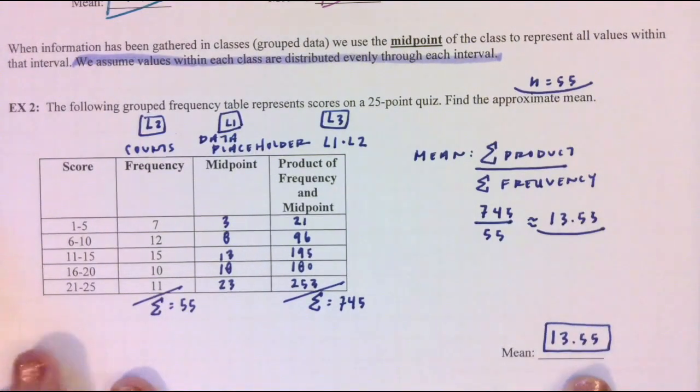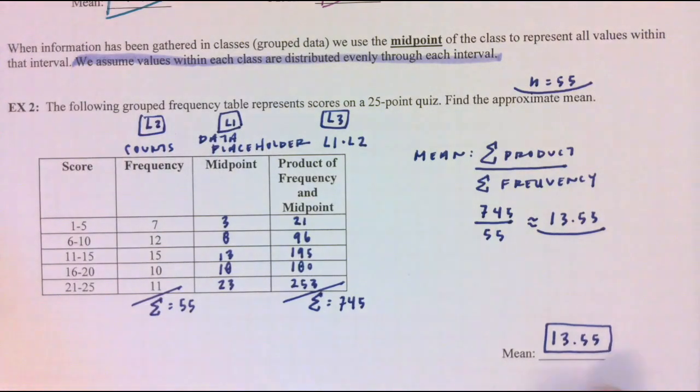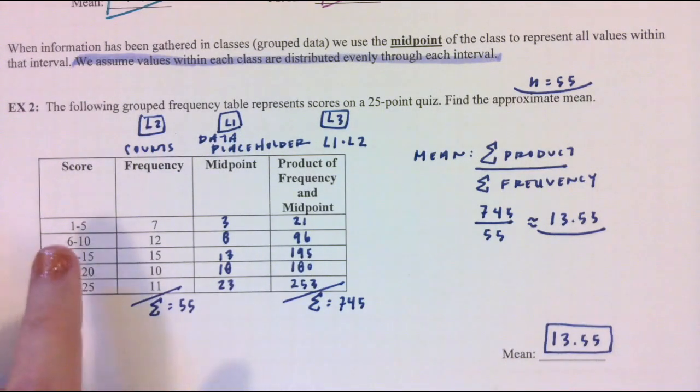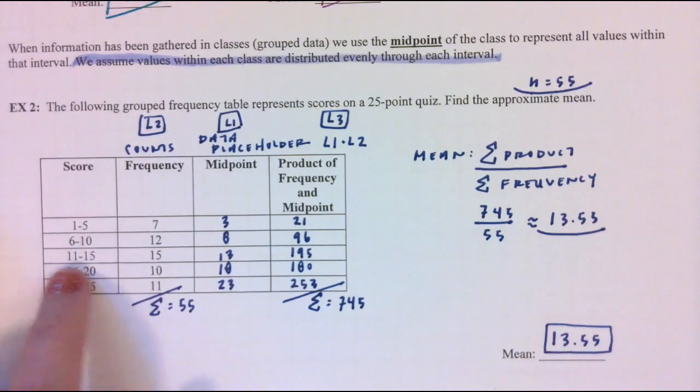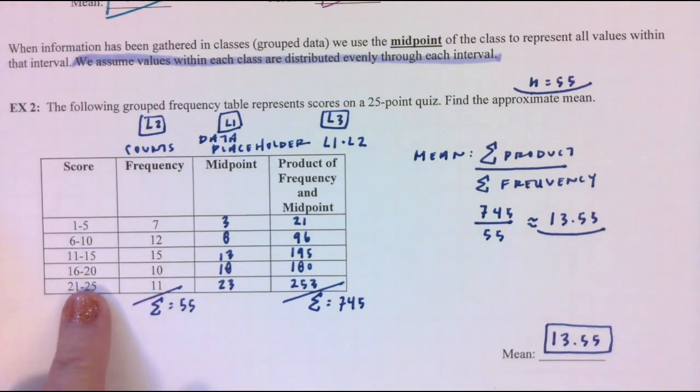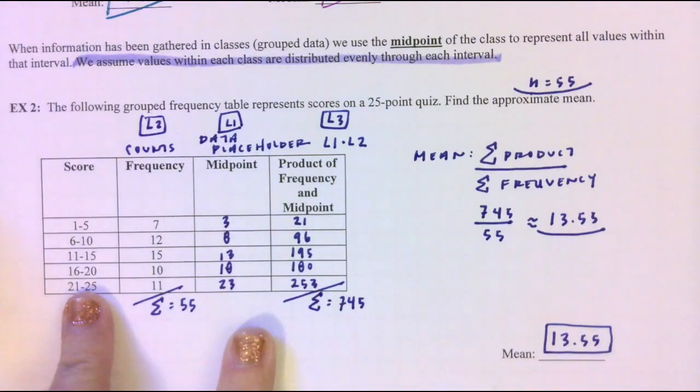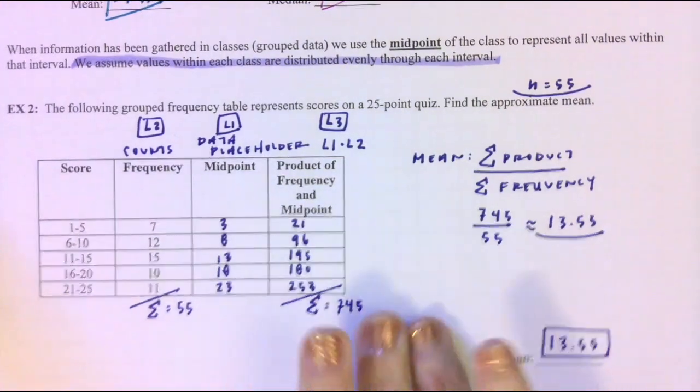I can't give it as something exact because I wasn't given the raw data. I was only given classes, spreads of values for each of these scores. So this is the best approximation we're going to get using that midpoint as our placeholder. All right, flip the page over. Let's look at the back side.